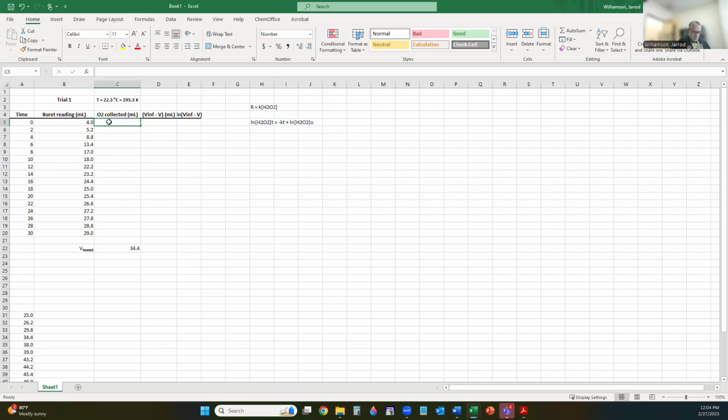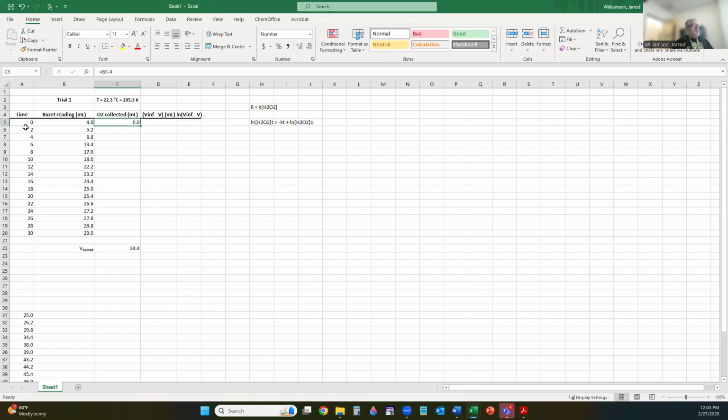So I can just go B5 minus 4.0 milliliters. Oops, I got to hit the equals sign there for the math to work. Equals. And of course, that's going to give me 0. And I've got to go to one fewer decimal places there. See this term right here? It says decrease decimal.